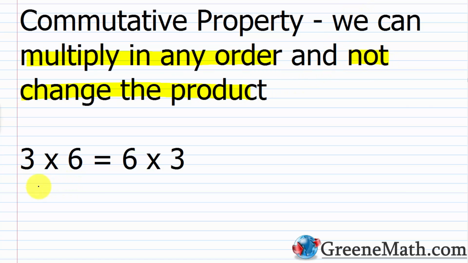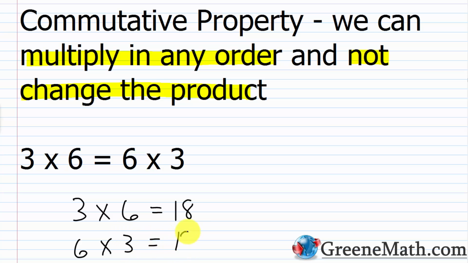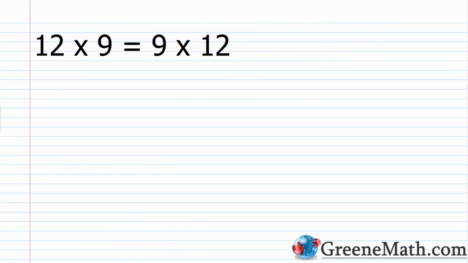So if you have 3 times 6, where 3 is first and 6 is last, that is equal to 6 going first and 3 going last. It doesn't matter how you multiply, you're going to get the same answer either way. 3 times 6 is 18, and 6 times 3 is 18 as well. As another example of the commutative property, we have 12 times 9 equals 9 times 12. Again, you can prove this to yourself. If you multiply 12 times 9, you get 108.